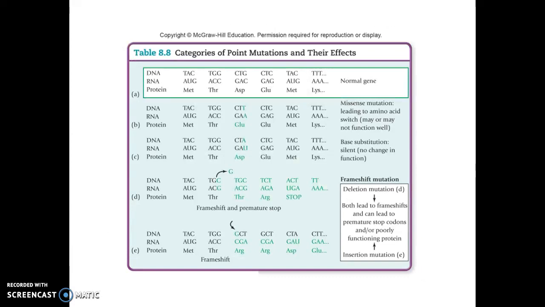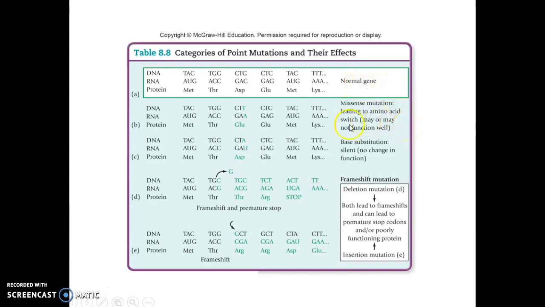All right, table 8.8 is a good example of these different types of mutations. All right, so in A, you have the DNA sequence up top, and then the RNA sequence, and then the protein sequence. So AUG within the RNA sequence always codes for methionine. ACC in the mRNA sequence is going to code for a threonine, and so forth. And this is the normal gene.